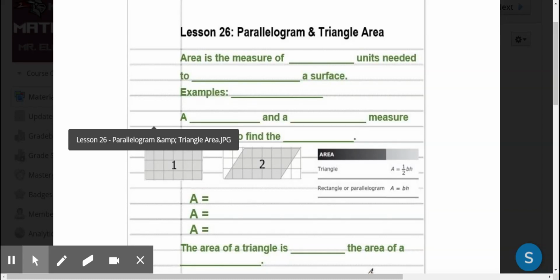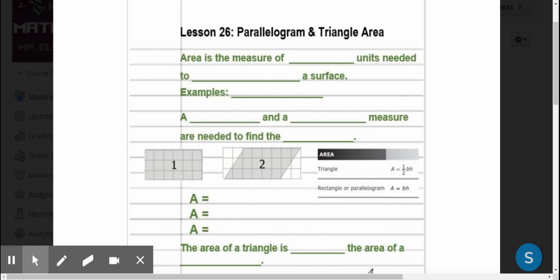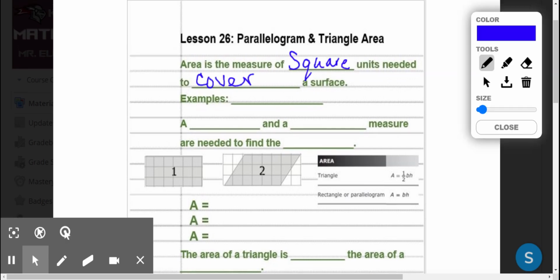Okay, as an intro lesson to our geometry unit, we're going to be looking at parallelograms and triangles and calculating the area. So as we get started, area is the measure of square units needed to cover a surface. So you paint something, you shade something in, you're covering the surface, and those are measured in square units. Some examples would be inches squared, centimeters squared, meters squared, and feet squared.